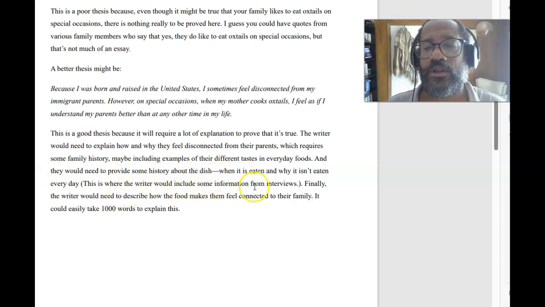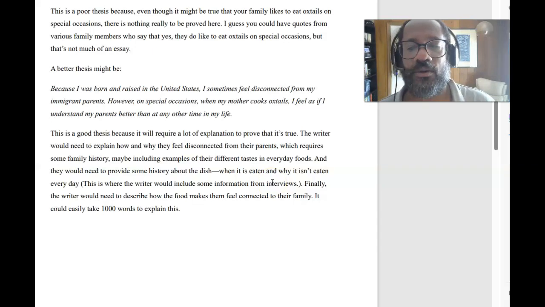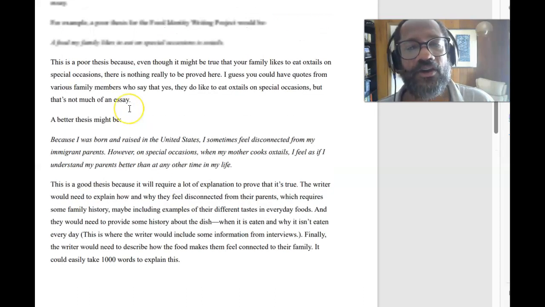This is where the writer would include some information from interviews. We could talk to family members and talk about why oxtails become something that are so important. And then finally, the writer would need to describe how the food makes them feel connected to their family. And it could easily take 1,000 words to explain that. So again, having a good thesis is going to matter.